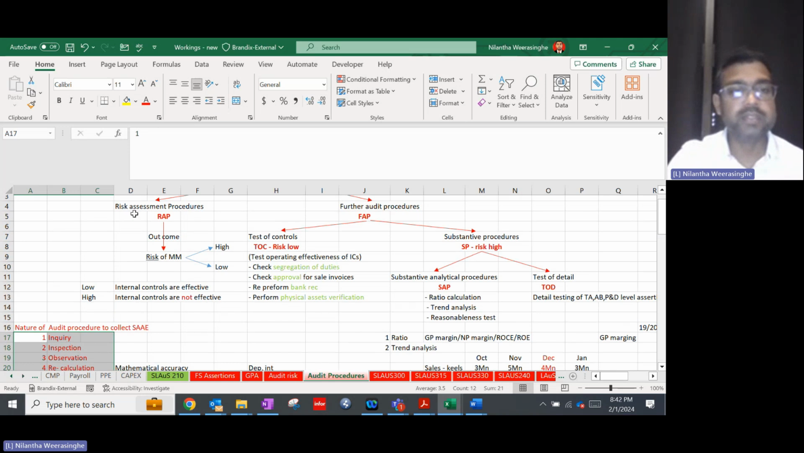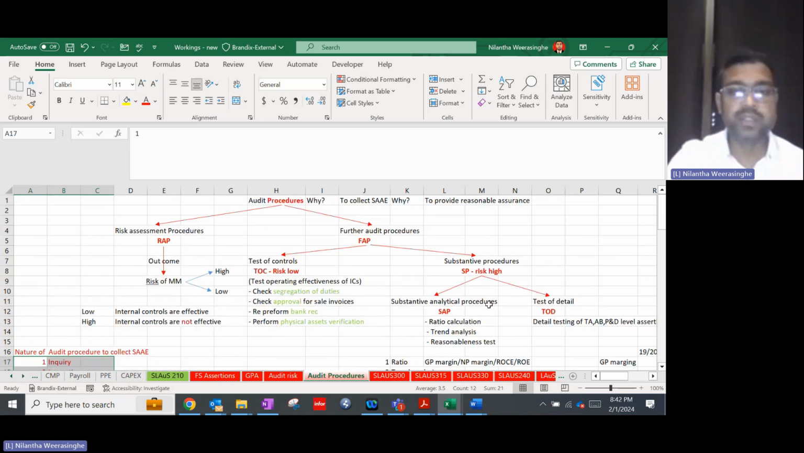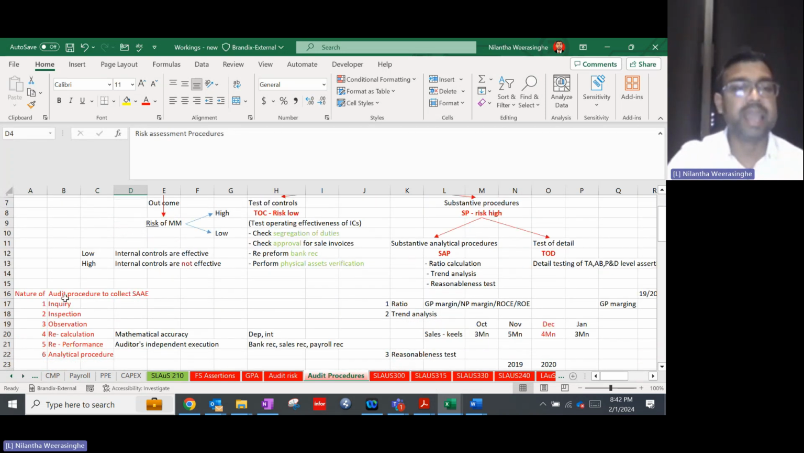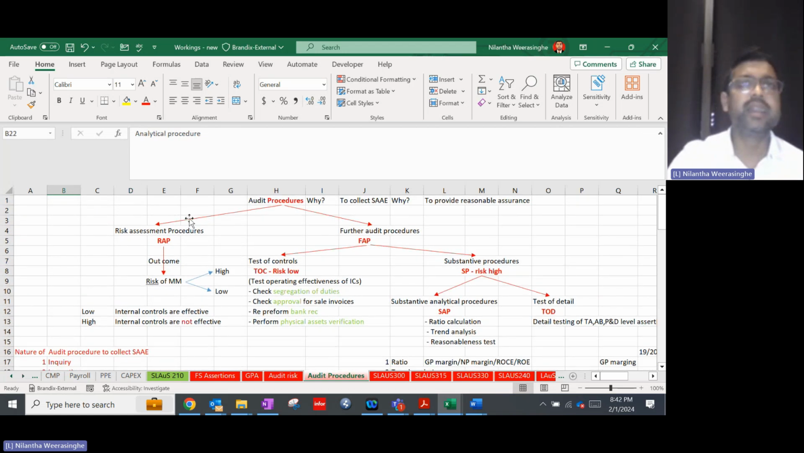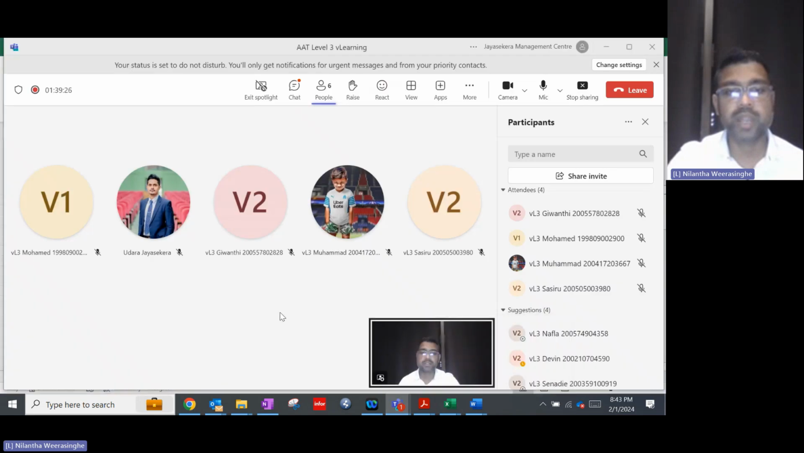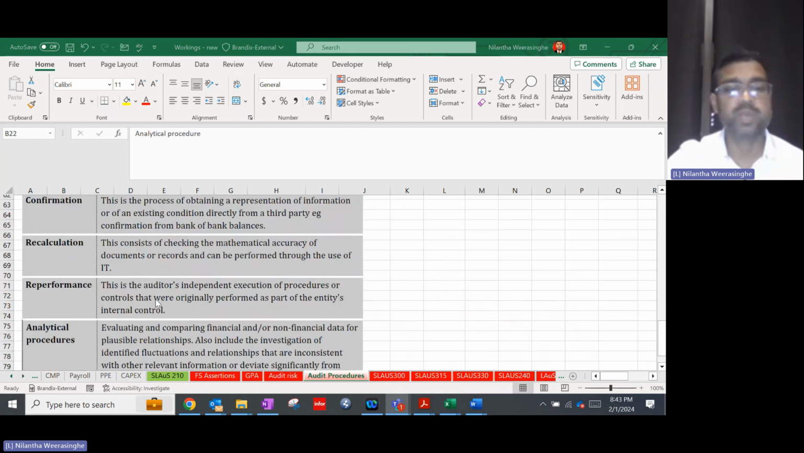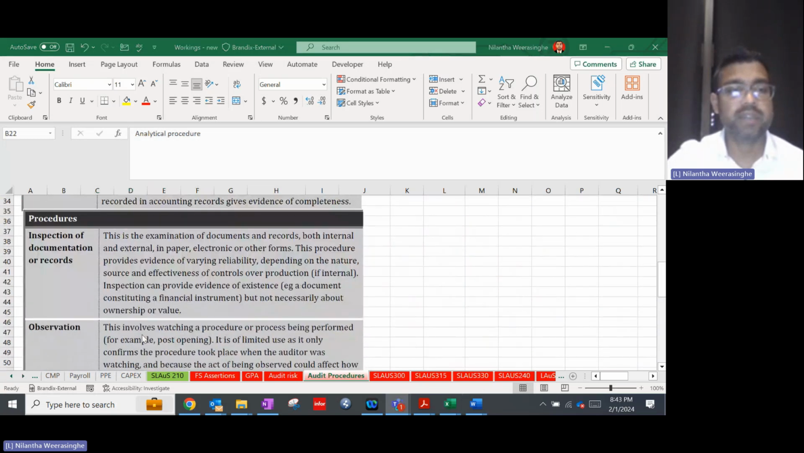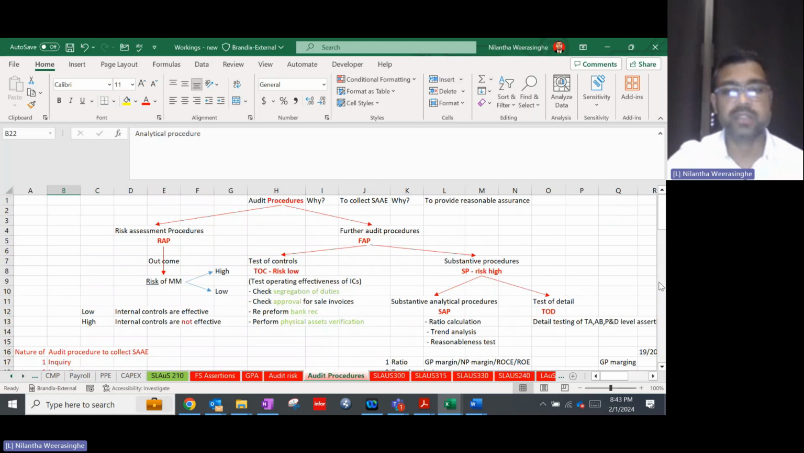You can use inquiry as a risk assessment procedure. You can use inquiry as detailed testing. That doesn't matter. This nature can fall under each of these categories. But remember, for risk assessment, basically we use inquiry and analytical procedures. Through inquiries and analytical procedures, we perform the risk assessment procedures. Then once you identify risk, you perform further audit procedures, the rest of the audit procedures. I think your understanding is there, and all the definitions I have included here, you can go through. So that is the audit procedure summary.